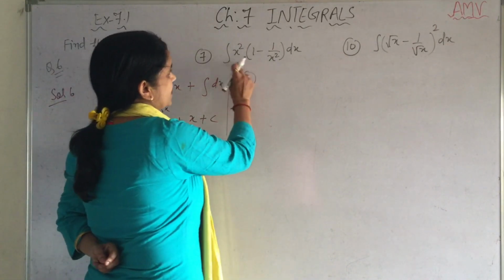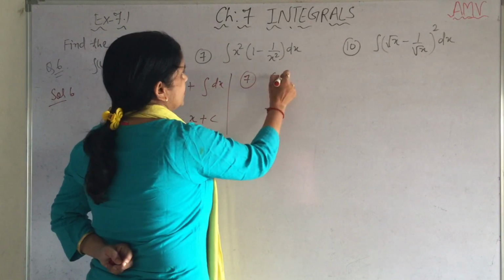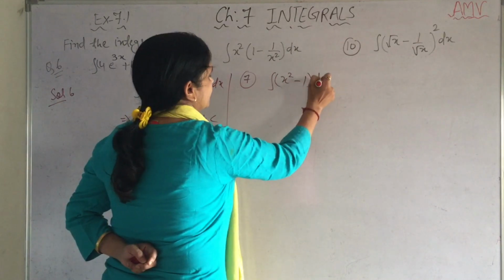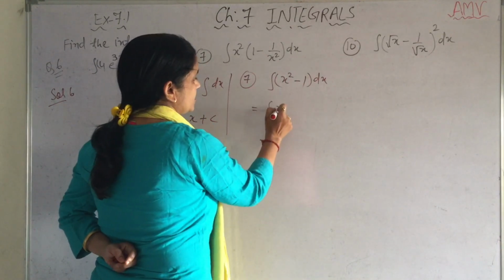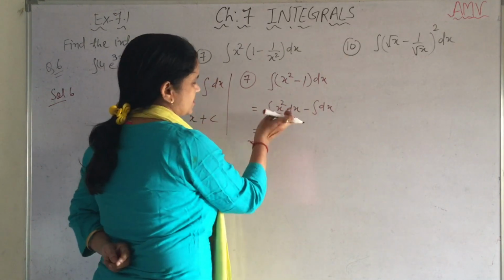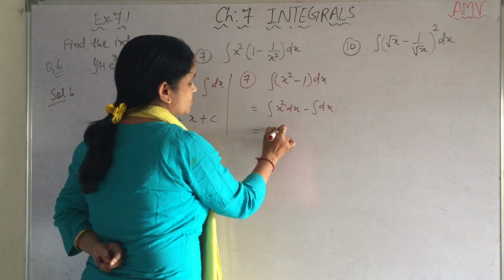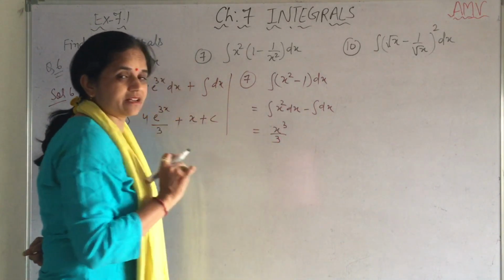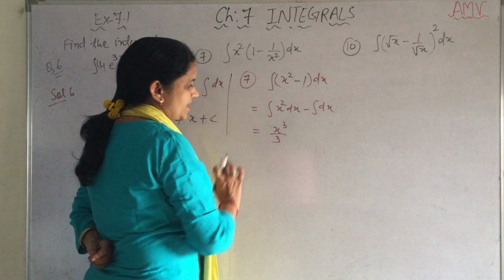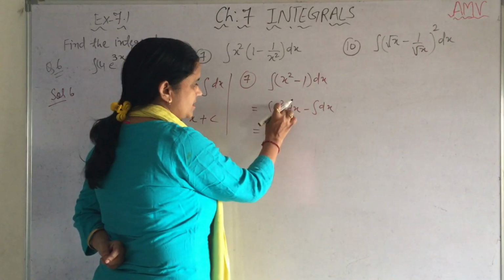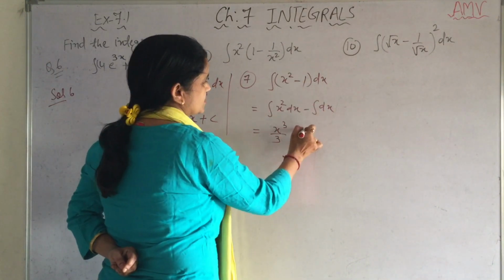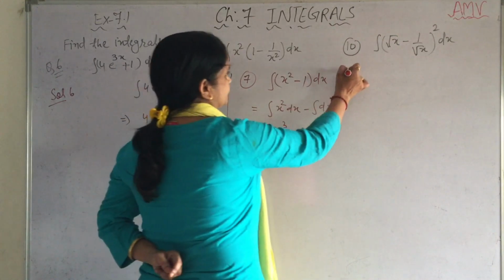Next, question number 7. First, students, multiply x square with this bracket. You will get x square minus 1. The x square will cancel here, and it's dx. Now the integration of x square dx minus dx. You can write it in one step. Now the integration of x square is x cube by 3. Apply the formula: the integral of x raised to n is x raised to n plus 1 by n plus 1. In a simple way, increase the power by 1 only. Minus the integration of dx, which is x, plus c.